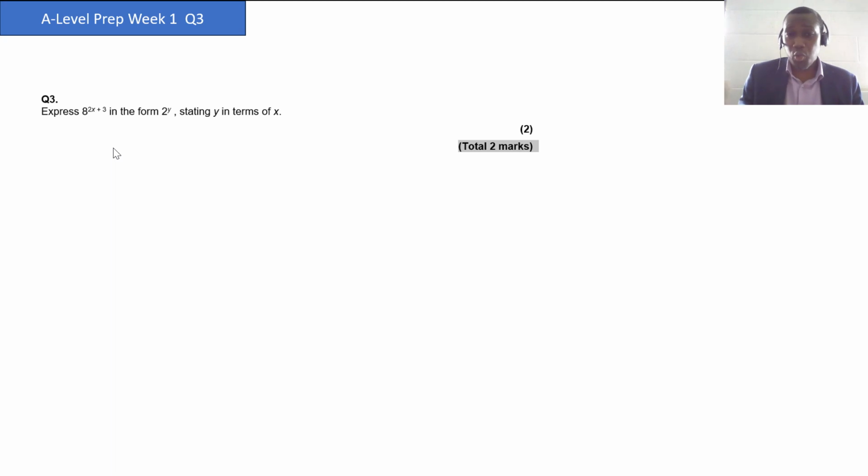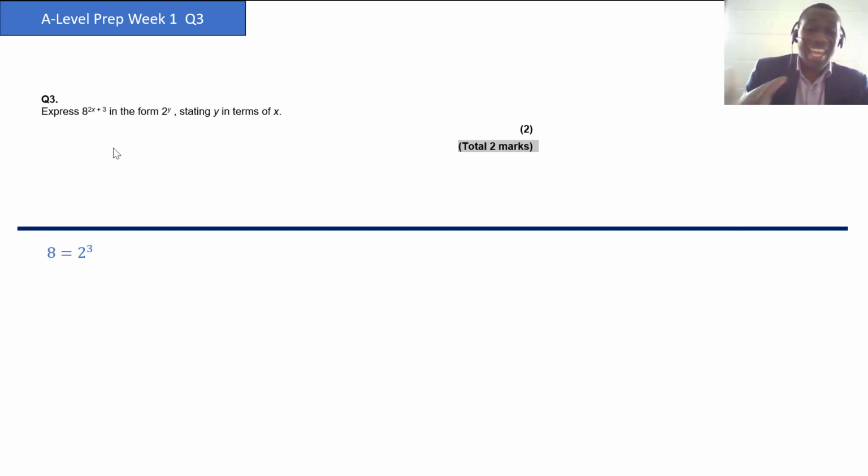So similar to what I did when I was doing some manipulation for the y to 2 to the power x. Right, so 8 is 2 to the power 3. So the first thing you'll do is substitute 8 for 2 to the power 3, and that means that 8 to the power 2x plus 3 is actually 2 to the power 3, note it goes in brackets, raised to the power 2x plus 3.